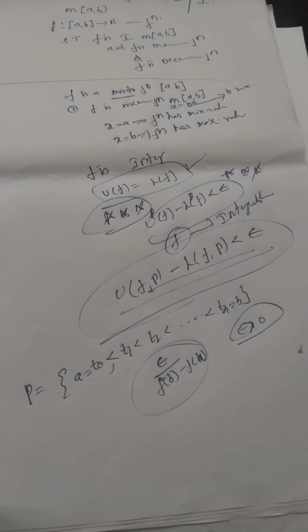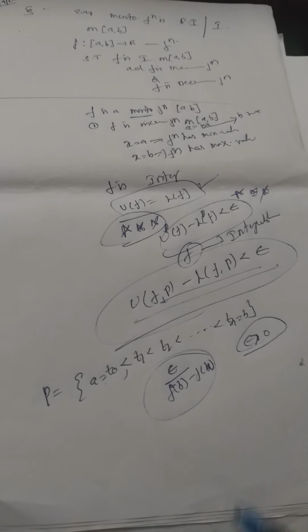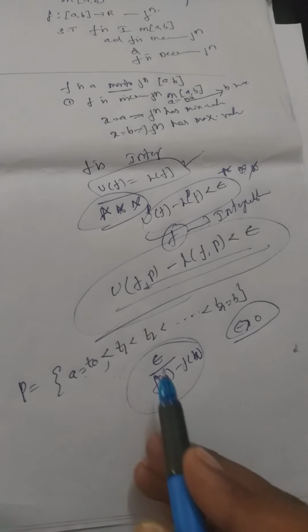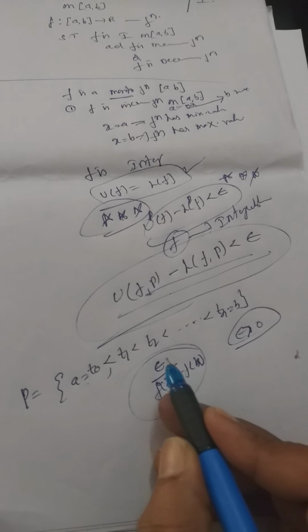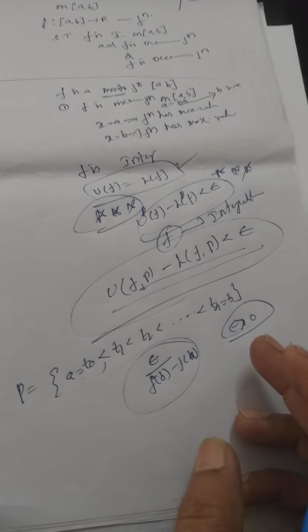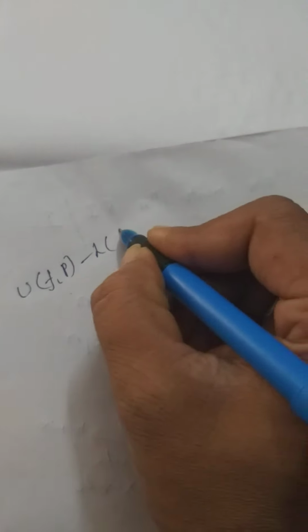We can divide it into 20 subintervals, 10 subintervals, 5 subintervals, or any number. Here I am dividing this partition whose maximum length is epsilon by f of b minus f of a. It is a positive quantity, where epsilon is a positive quantity just greater than 0. Now we are calculating the upper Riemann sum minus the lower Riemann sum.